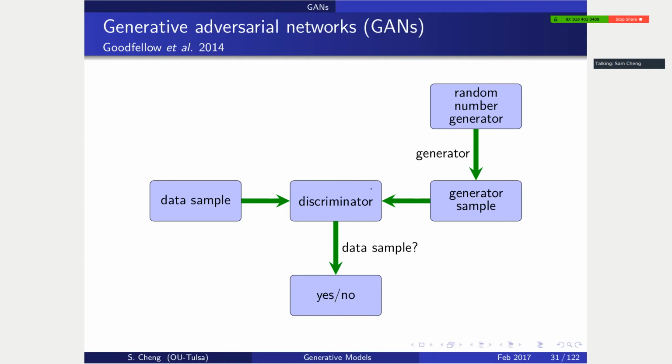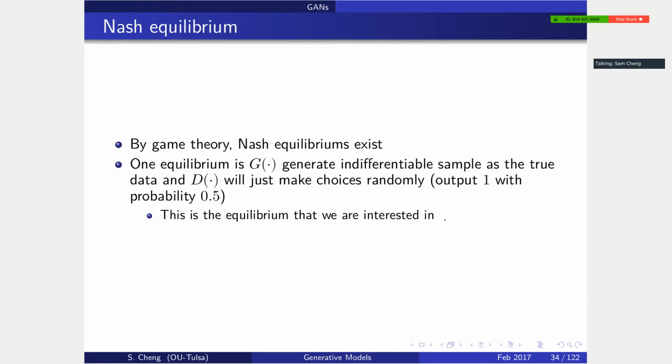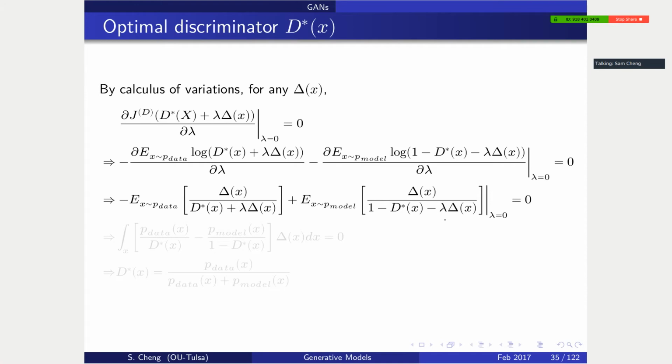The generator is trying to generate data that is hopefully indistinguishable from genuine data, and the discriminator is trying to classify whether the data is genuine or not. Of course, we train both the discriminator and the generator at the same time. And last time we said that we can find the optimum discriminator, just going through some very simple algebra here.